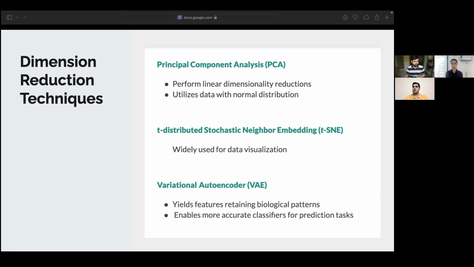Previously, the famous algorithms, for example PCA and t-SNE, were used to convert data from a higher dimension to a lower dimension. But PCA is mainly related to linear dimensionality reduction, and also it assumes that our data has a normal distribution. And t-SNE is also mainly used for data visualization tasks.